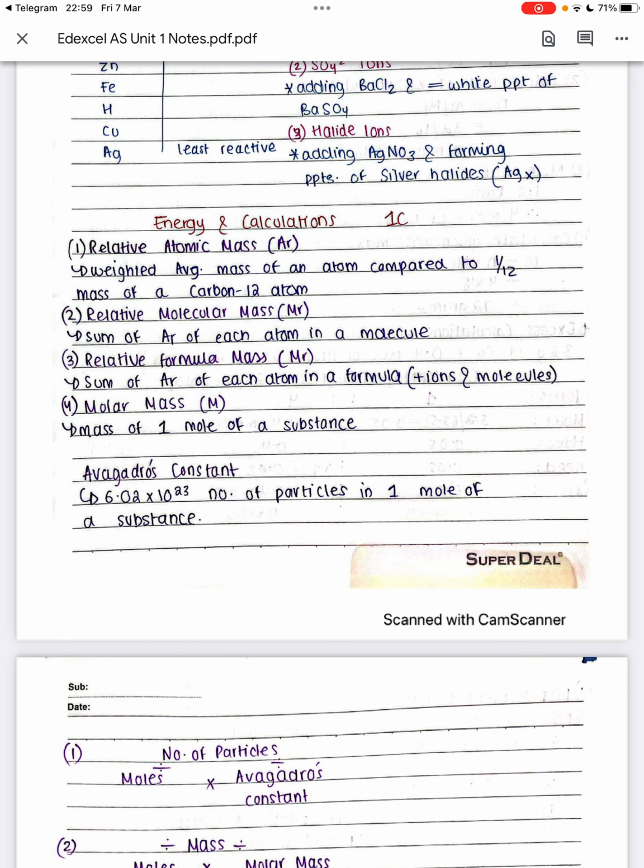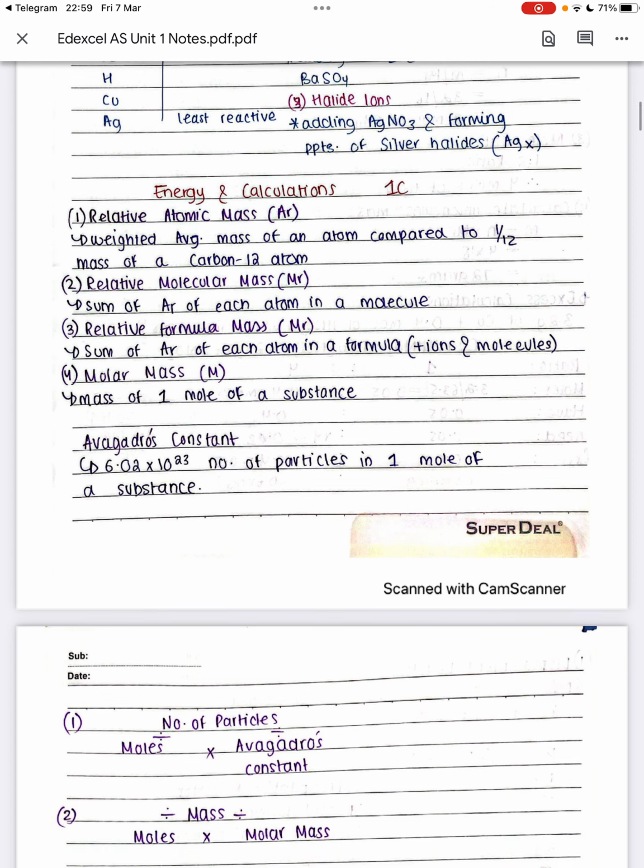Anyways, relative atomic mass: weighted average mass of an atom compared to 1/12 the mass of a carbon-12 atom. Relative molecular mass: sum of the Ar of each atom in a molecule. Relative formula mass: sum of the Ar of each atom in a formula, including ions and molecules. Molar mass: mass of 1 mole of a substance. Avogadro's constant: 6.02 times 10 to the power of 23, the number of particles in 1 mole of a substance.